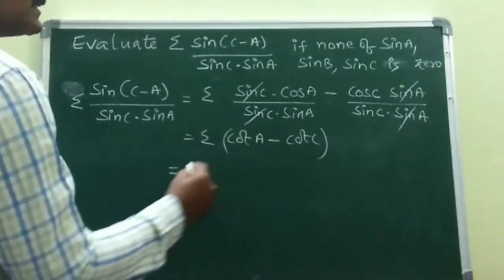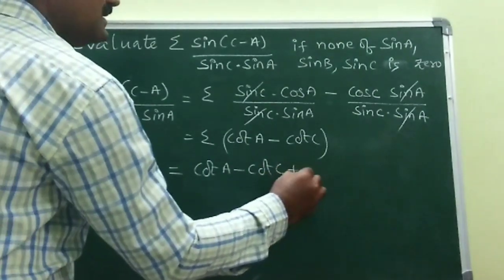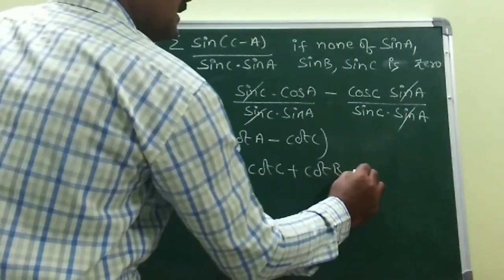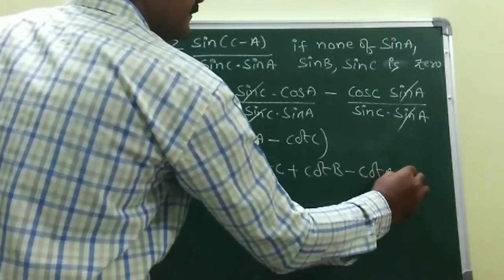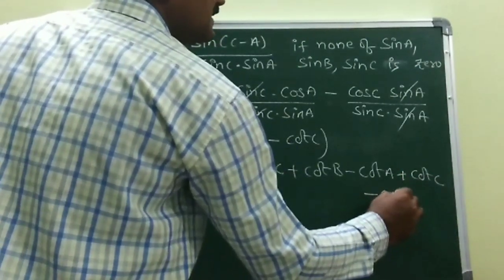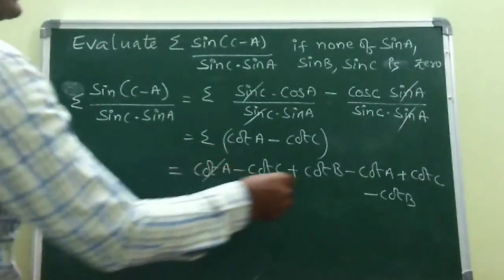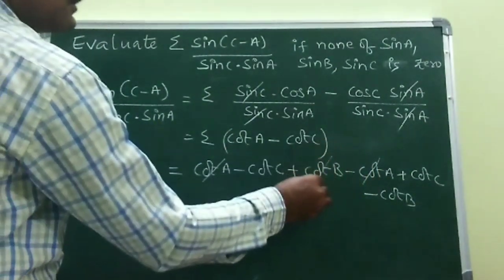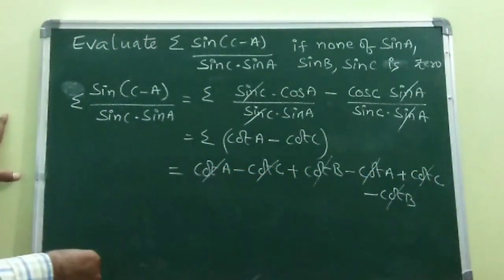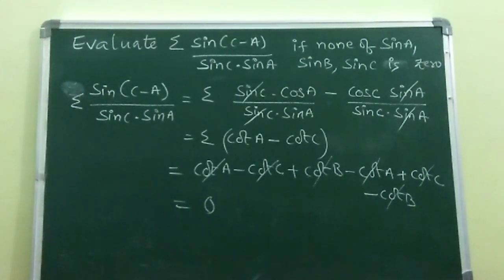Let us expand this one. I mean cot A minus cot C plus cot B minus cot A plus cot C minus cot B on expansion of this sigma. Now you see my dear, cot A and minus cot A, plus cot B minus cot B, plus cot C and minus cot C are getting cancelled. Hence the answer is 0.